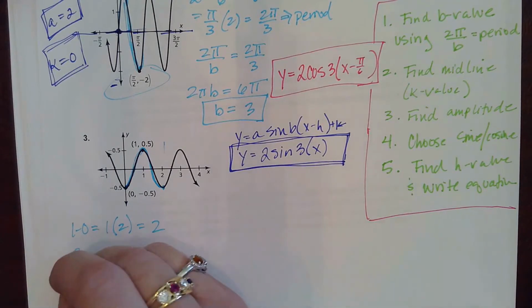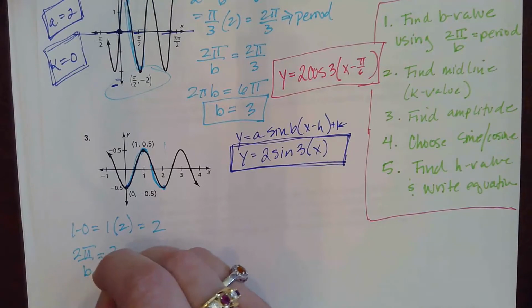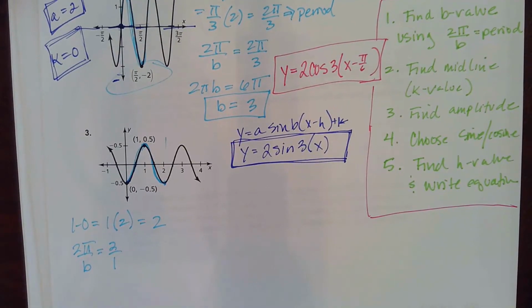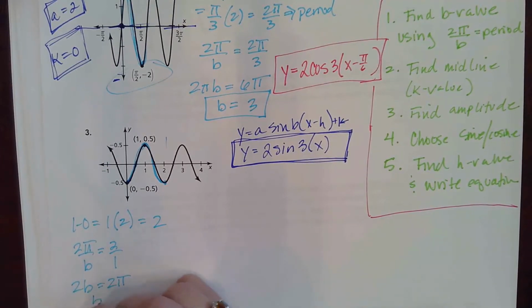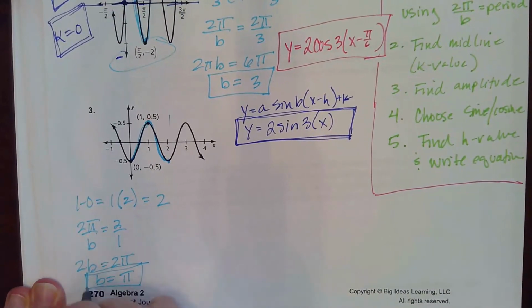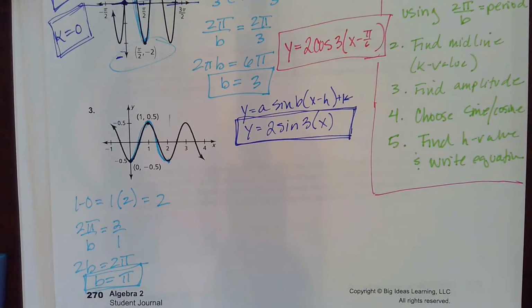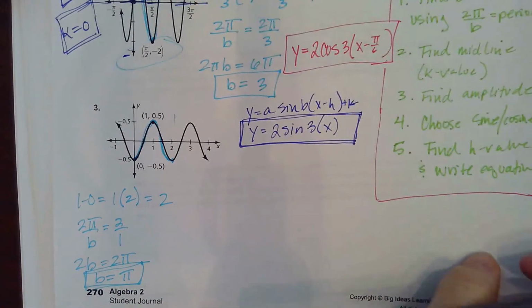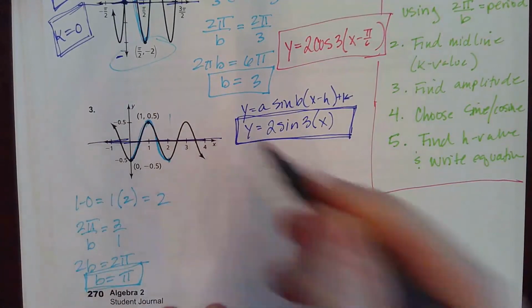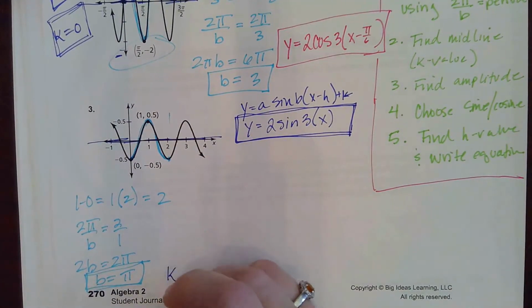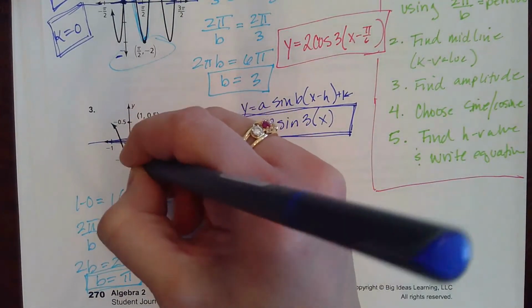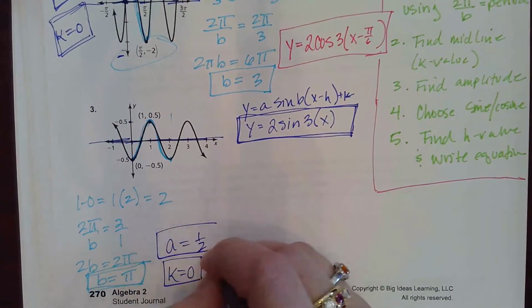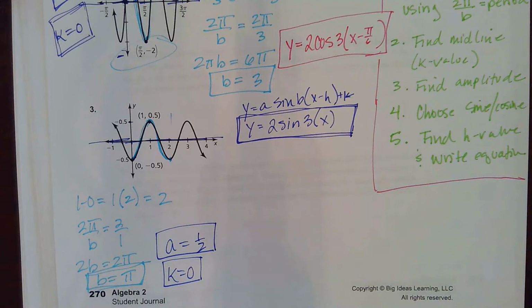All right, so let's use that period to figure out my b value. So you take the period formula, set it equal to the period that we just found, so in this case is 2, cross multiply, and solve for b. So I get b to equal pi. So again, this is one piece of my puzzle, right? I need a, b, h, and k. Next step says find the midline. So it looks like my midline's right here in the middle. So I have a k value. That's 0 again. My a value is your distance from the midline to the max or midline to the min, which looks like it's a half. And the only thing I need to do now is figure out my h value.